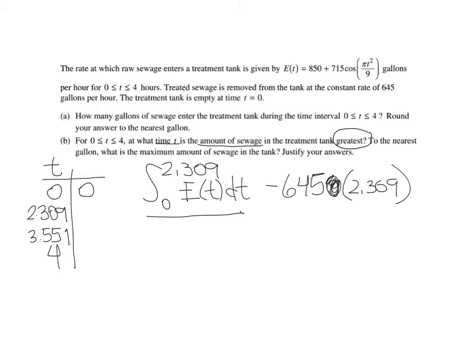Okay, and then now we've got the amount here that is, I'm sorry, this is the amount that's entering, this is the amount that's being removed. And so when we do the math, we would end up with 1,637.178. Okay, so that's this value.